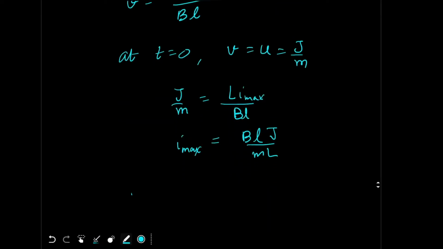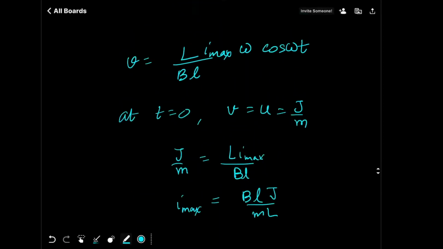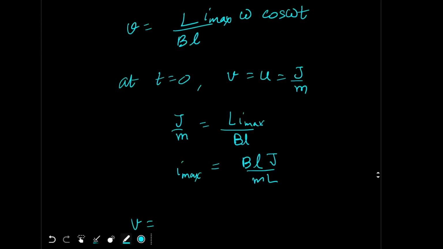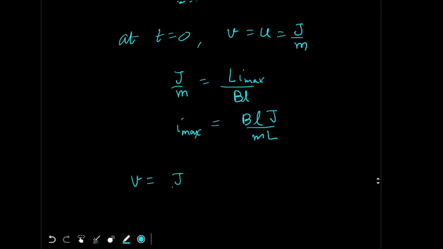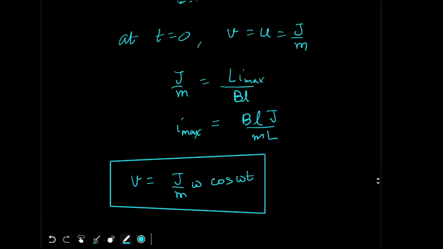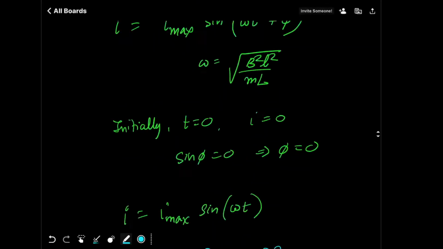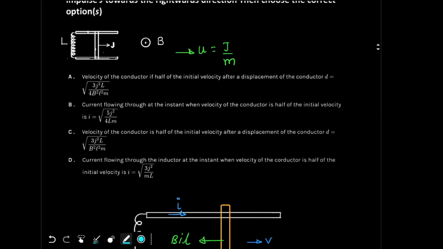Okay. So now I have the speed of the conductor, the speed of the rod, equal to J by M omega cos omega t. This is the speed of the rod. Okay. Now what? So the velocity of the conductor is half of the initial velocity after a displacement of the conductor d equal to root 3 J square L by 4 B square L square M.